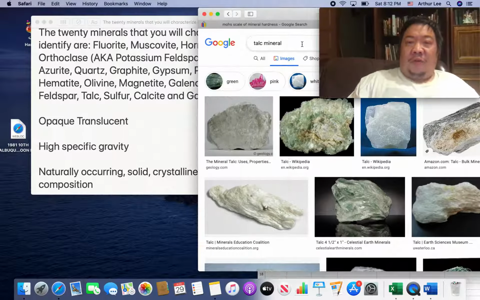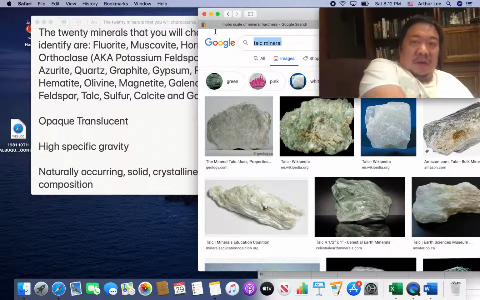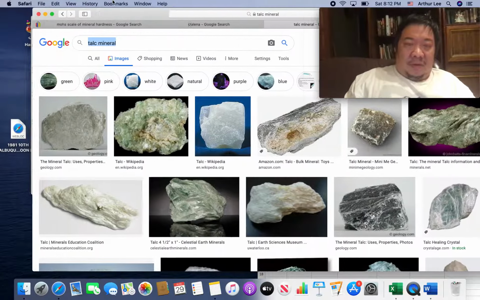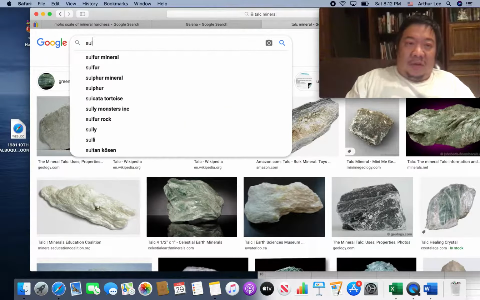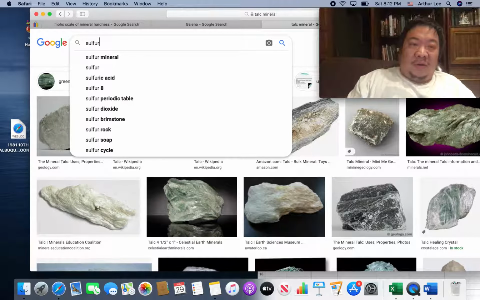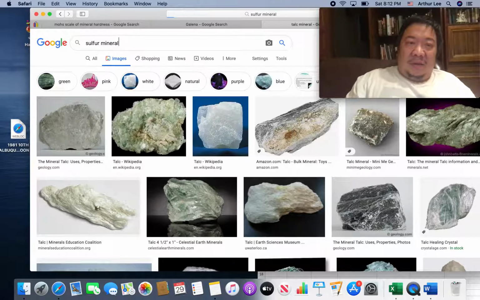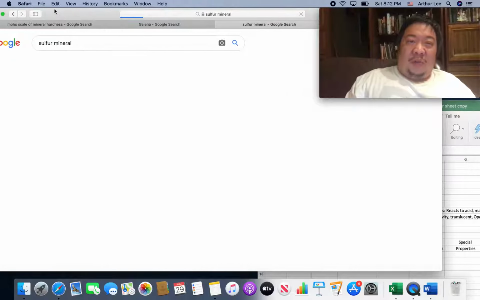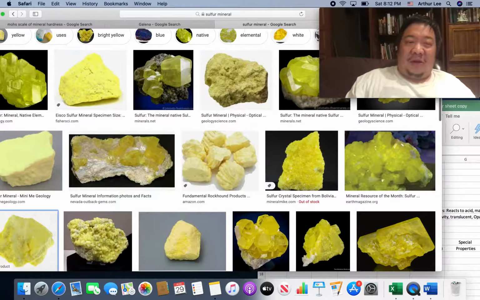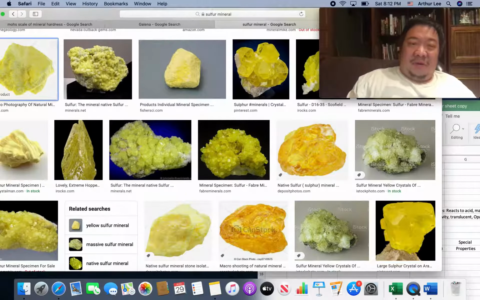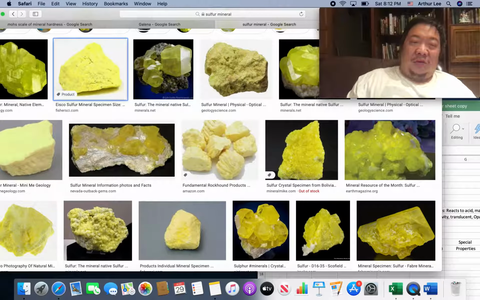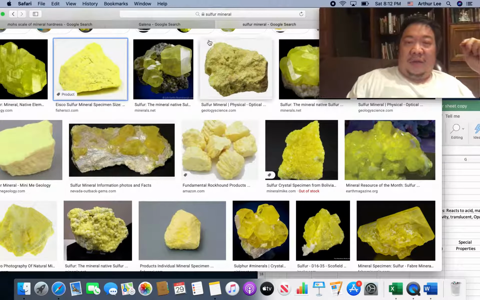Next mineral is sulfur, S-U-L-F-U-R. And sulfur is one of the rare minerals that you can identify by color. It is yellow. Sulfur is canary yellow, so that's going to be an easy one for you to identify.